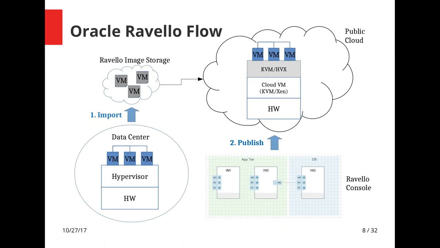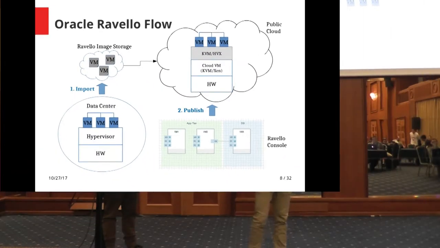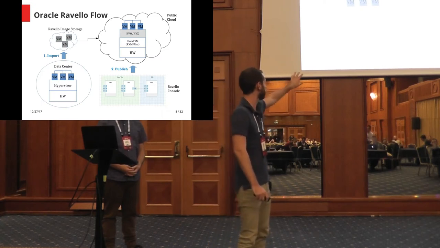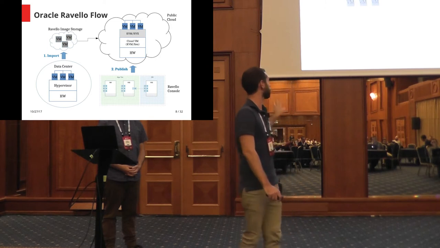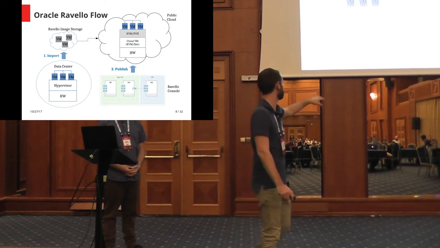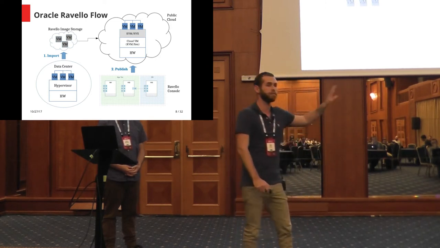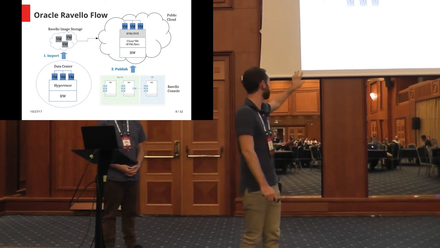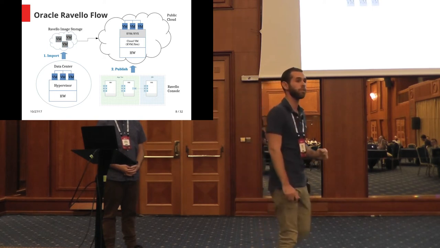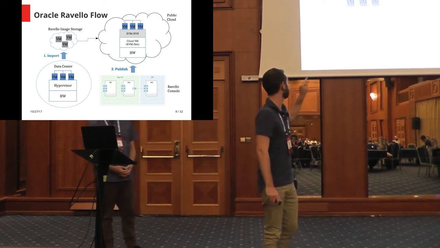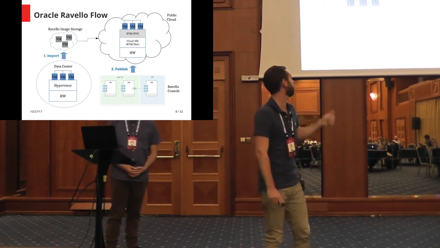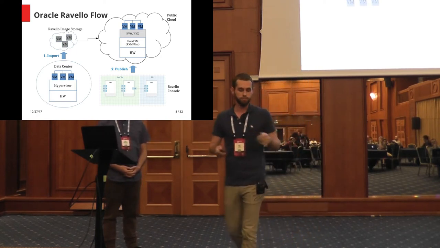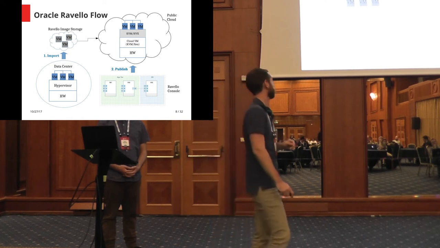So let me describe to you the flow from the customer's perspective. As you see at the bottom left, the customer has some data center with some specific hardware and some hypervisor like VirtualBox, Hyper-V, or whatever, that runs some VMs, three VMs with a specific network configuration. Then the user uses the Ravello import tool to upload the VM images to Ravello image storage. I will elaborate on that a little bit later.